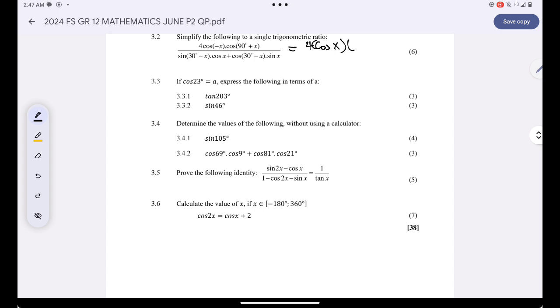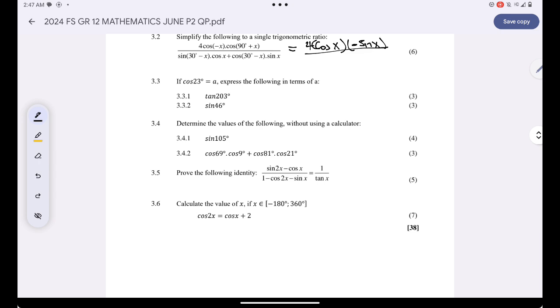Whenever we see 90 plus, I need to change to the co-ratio. But before I do that, I need to check whether cos of 90 plus x is positive or negative, right? 90 plus is in the second quadrant and cos is negative there. Okay, now I know the sign, I can just change to the co-ratio. The co-function of cos will be sine. So I'll just write sine x all over.